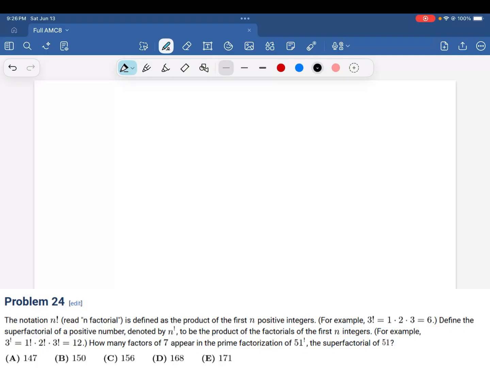For this, it's easy to just write some things out. So by the definition, 51 superfactorial equals 51 factorial times 50 factorial times 49 factorial, and so on until 1 factorial. For this, I like to just list these numbers out: 51 times 50 times 49 down to 1.